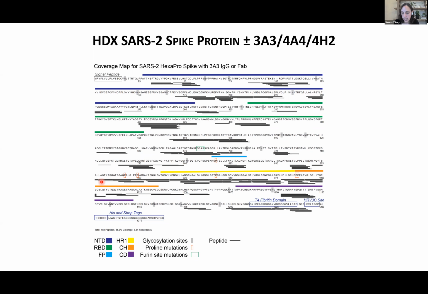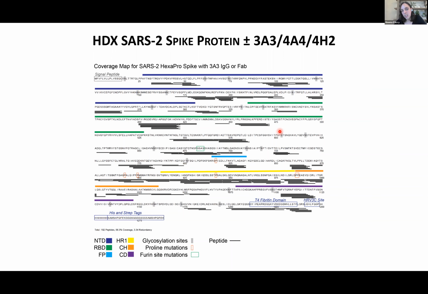The goal was to do the spike protein alone and then compare it to the spike protein with the antibody. Now, for anybody that already has HDX experience, you might look at this and think this is a horrible coverage map. The reason I say that is you can see we have large regions of the spike protein for which we don't obtain any peptides. Now, the reason for this is that the spike protein is very heavily glycosylated. The glycosylation sites are shaded in gray here. And we did not allow glycosylation as a modification when we searched for the peptides.